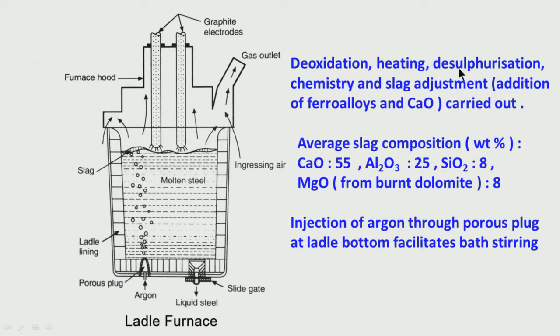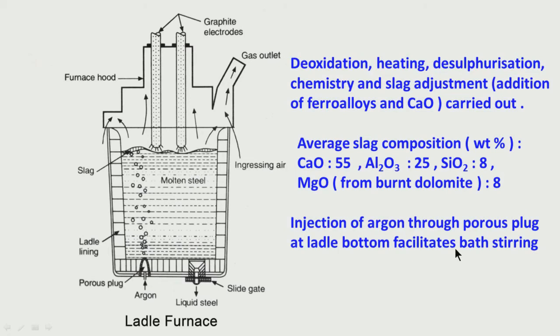We can do desulfurization because the slag is useful. So much calcium oxide is required for good desulfurization. So, it is possible. Chemistry adjustment is possible, you can add ferroalloys, and slag adjustment is possible, as I have told you, calcium oxide addition has been there. So, all these facilities are there in the ladle furnace, except degassing; many things are possible to be done.